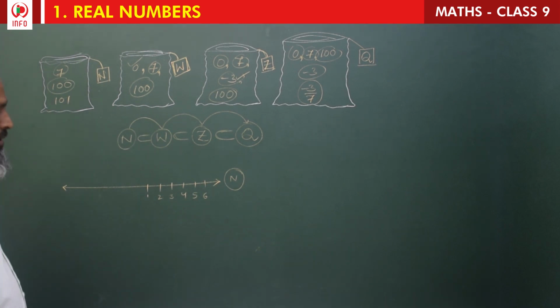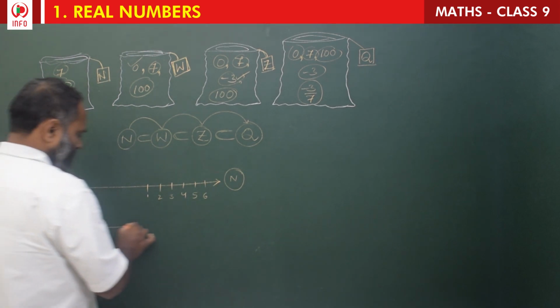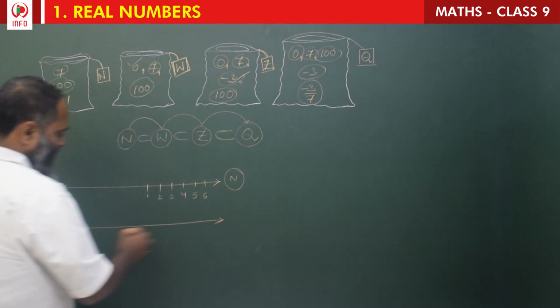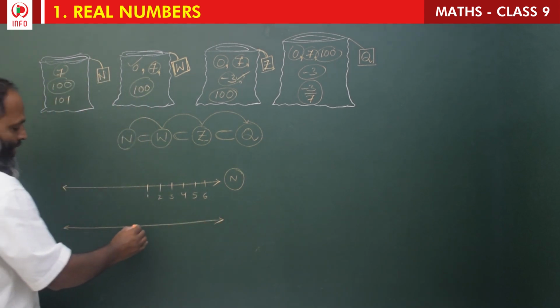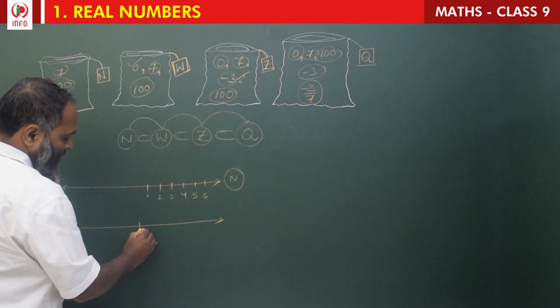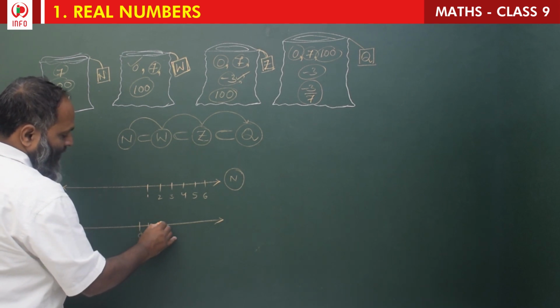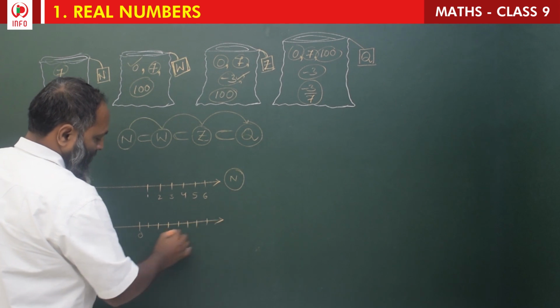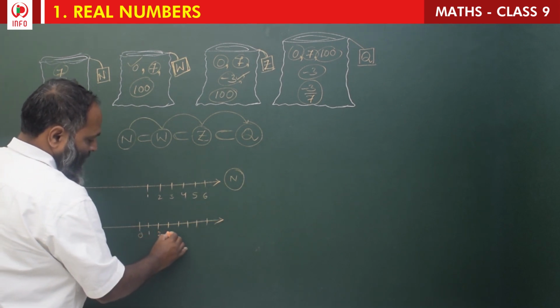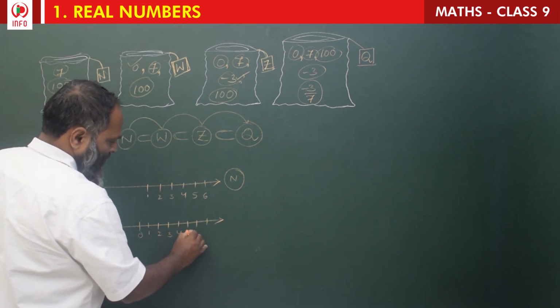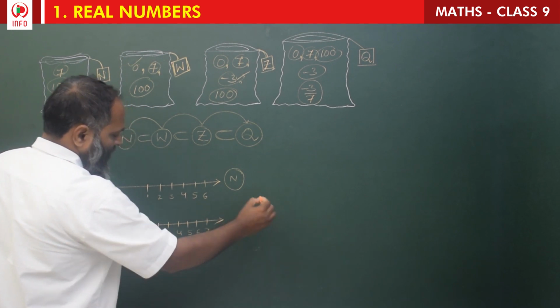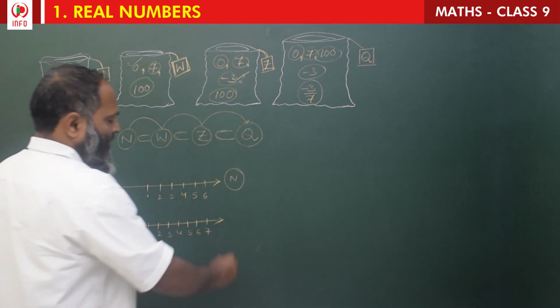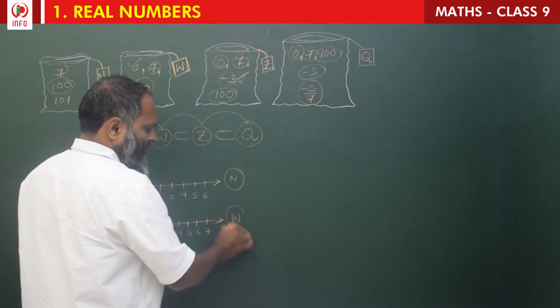Then the set of whole numbers. How to represent the set of whole numbers on a number line? This also we know. Exactly in the middle we should take 0, and with an equal difference represent the other positive numbers: 1, 2, 3, 4, 5, 6, 7, and so on. This is the set of whole numbers on a number line.